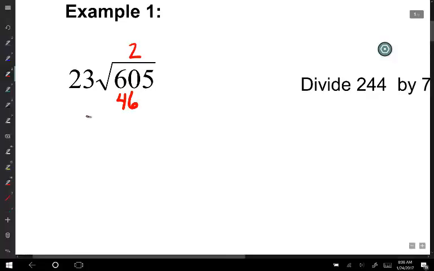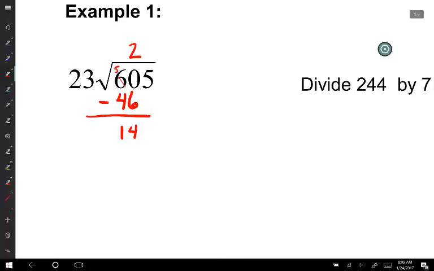Okay, so we put a line. Now this is going to sound really strange. 6 minus 4 and 0 minus 6. We have to borrow, right? So 10 minus 6 is a 4. The 6 became a 5, and 5 minus 4 is a 1. All right, next step. Bring down the what? 5.